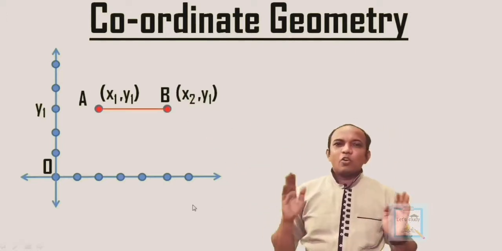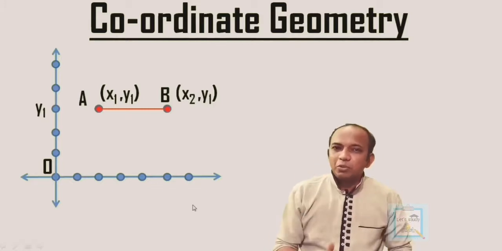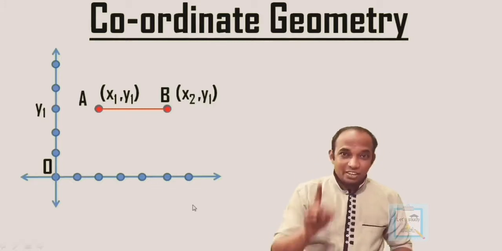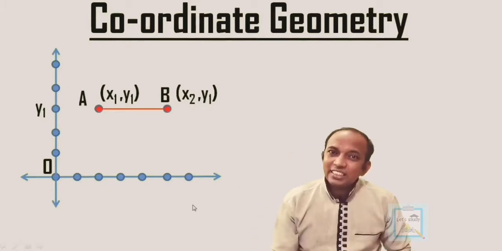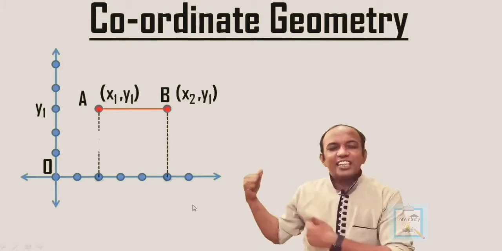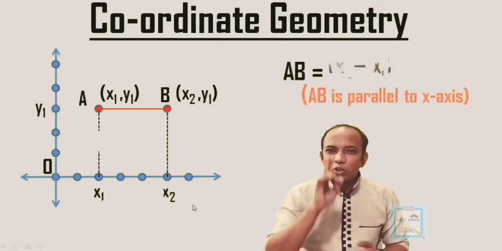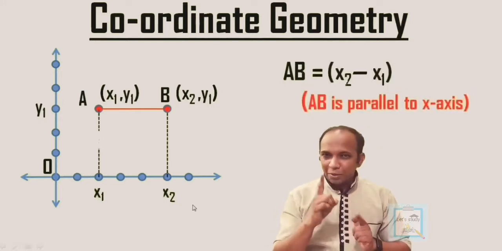In that case, if you want to find the distance between points A and B, again always keep it in mind, if the segment is parallel to the x-axis, then the distance is nothing but x2 minus x1, because they have the same y coordinate. Keep it in mind.